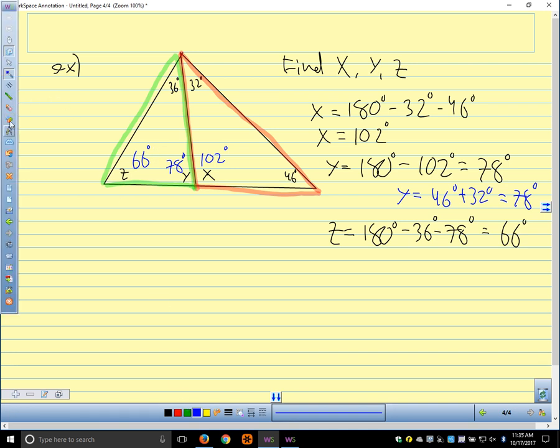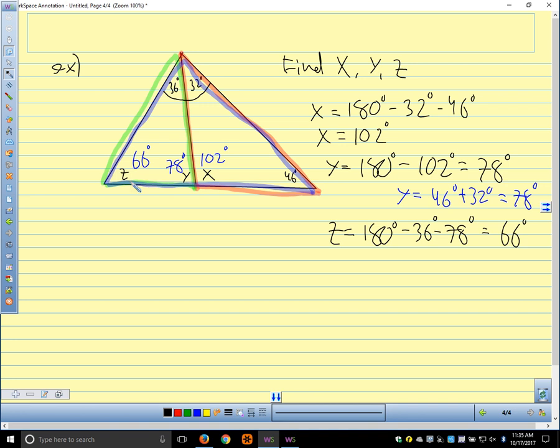What if we had looked at this big blue triangle? And this angle is 36 plus 32. That whole angle is 68 degrees. And we could have added that 68 degree angle and the 46 degree angle and subtracted from 180 to find that angle Z inside that big triangle. So we could have done it that way as well.